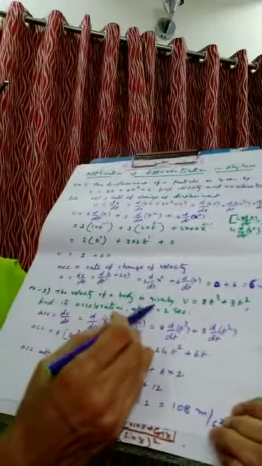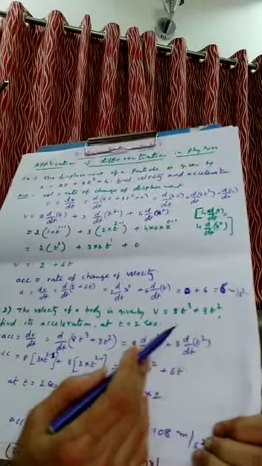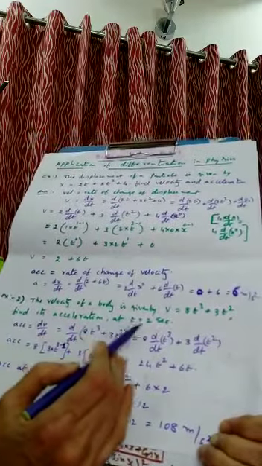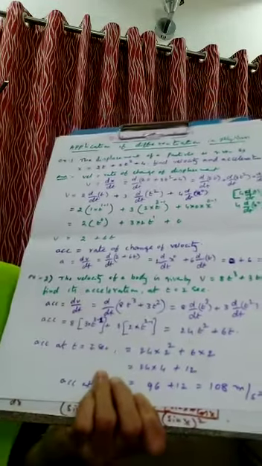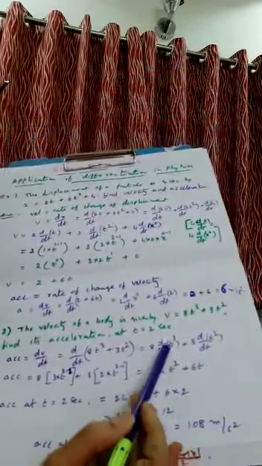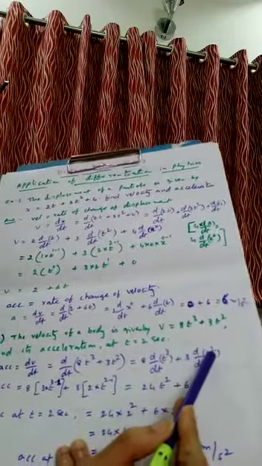The velocity of a body is given by v is equal to 8t cube plus 3t square. Find the acceleration at t is equal to 2 seconds. You know that acceleration is given by rate of change of velocity. So that is d by dt of 8t cube plus 3t square. Again separate this: 8 into d by dt of t cube plus 3 into d by dt of t square.